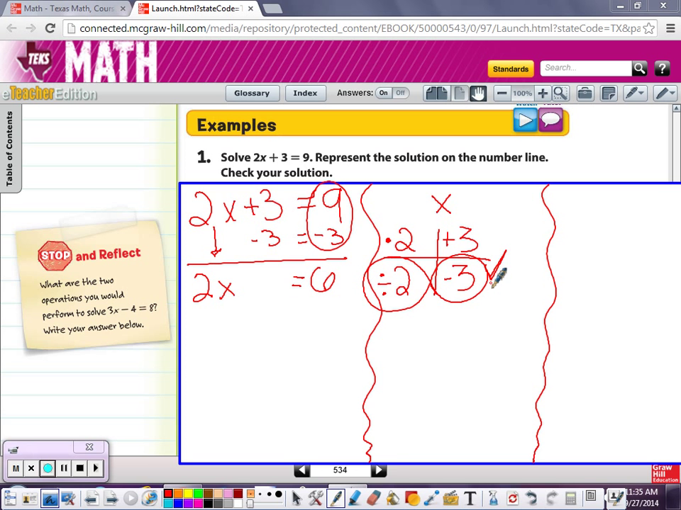The second step in my notes above said to get rid of or undo any multiplication or division. I'll do that, according to this, by dividing by 2. I'll divide the left-hand side of my equation by 2, and the right-hand side of my equation by 2.